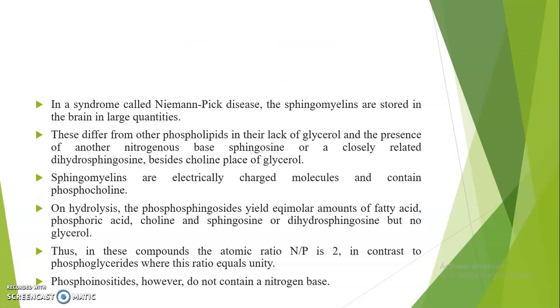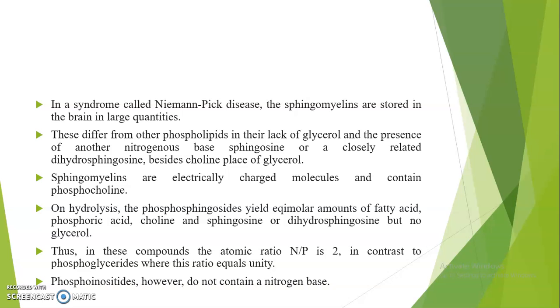Further, in a syndrome called Niemann-Pick disease, the sphingomyelins are stored in the brain in large quantities. Means if these sphingomyelins are stored in large quantities in the brain, that leads to the syndrome known as Niemann-Pick disease. And in this disease, the concentration of these sphingomyelins is more in the brain. Now these differ from other phospholipids in their lack of glycerol.